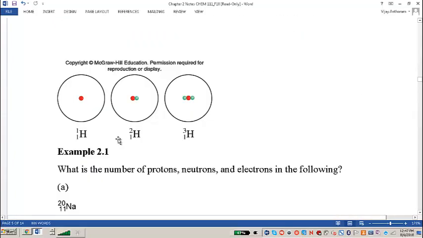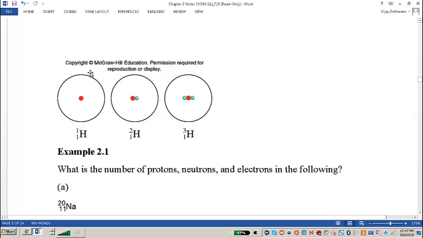Shown in this figure are the different isotopes of hydrogen. So hydrogen, look at your periodic table. What is its atomic number? Its atomic number is 1. How many electrons circulate around that hydrogen atom? Okay, no charges, so it's 1.